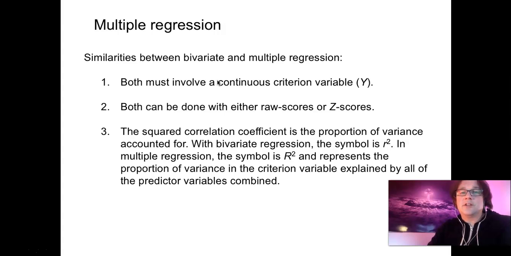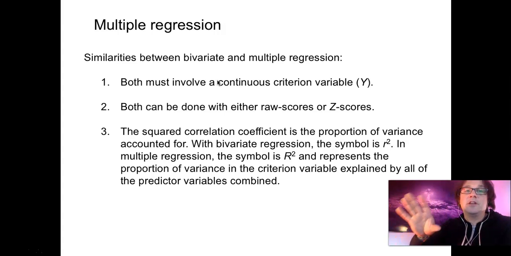Also, the squared correlation coefficient is the proportion of variance that's accounted for. So remember, with bivariate correlation or Pearson's product moment correlation, R squared is the coefficient of determination. It lets us know how much of the variance or changes in one variable can be accounted for by the changes in another variable, right? So the same is true in multiple regression.